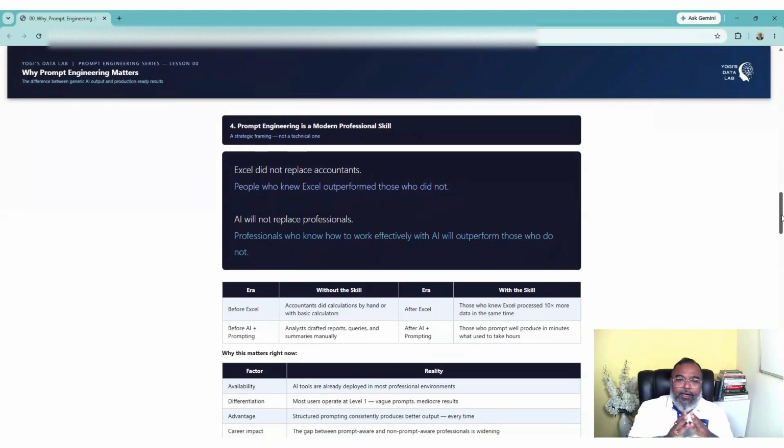Now, AI will not replace professionals either. Professionals who know how to work effectively with AI will outperform those who do not. That is true. If you know how to use this, how to speed up the process, how to get your automations done, how to get your outputs done much faster as compared to what you were doing traditionally, obviously you will be much ahead of the people who don't use this. Okay?